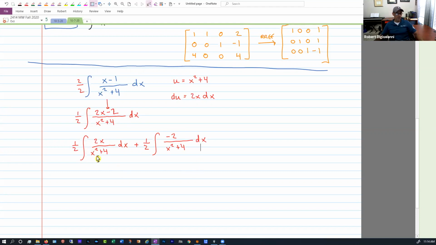Now this first integral should be straightforward because we know the denominator is u, the numerator is du, and so this is just the integral of 1 over u du. We know the antiderivative of 1 over u du. How about this one? How are you going to deal with this one over here? Any ideas?